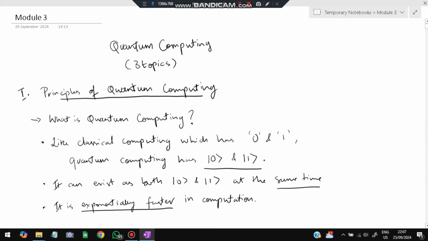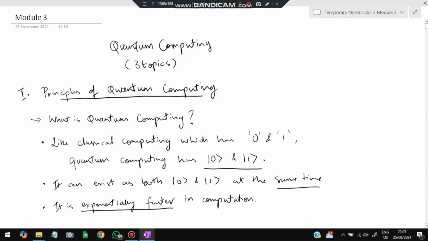So the first topic is principles of quantum computing. Let's first understand what quantum computing is. Normally we use bits, zeros and ones. In quantum computing we have qubits. These have some special properties, which we'll be discussing. So that is called quantum computing.